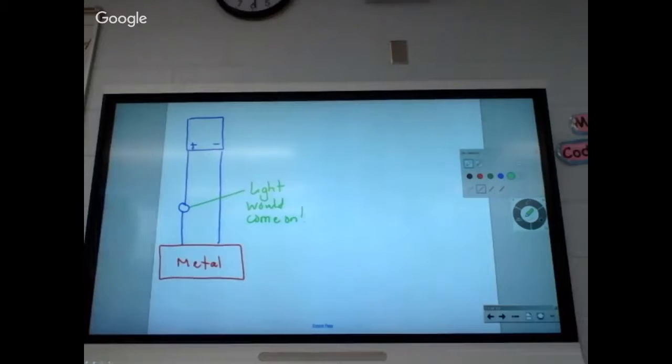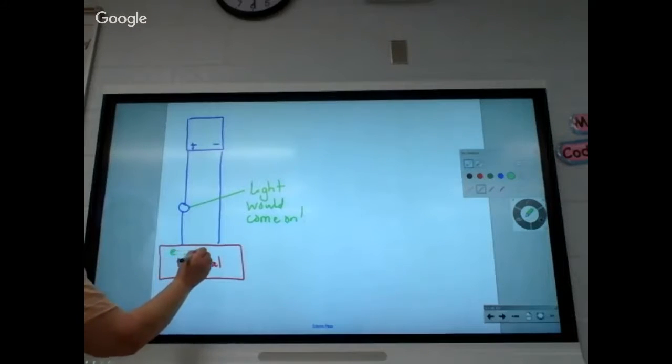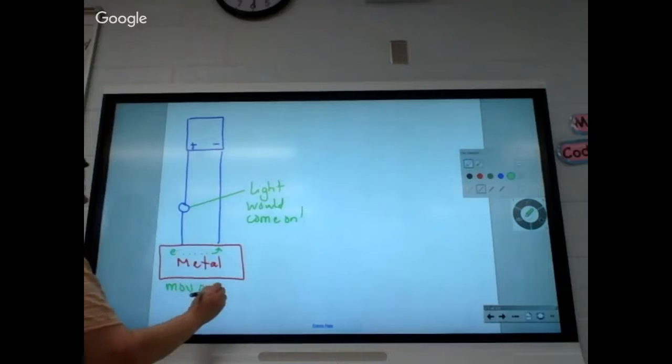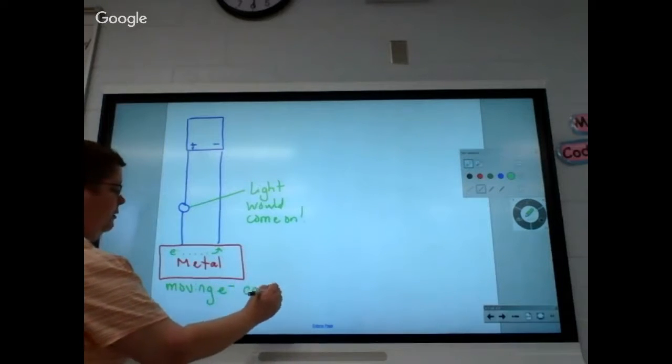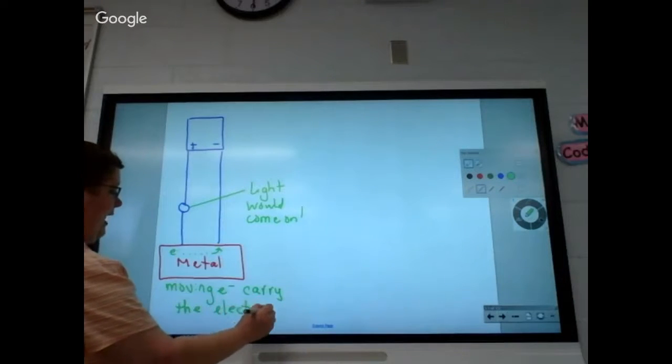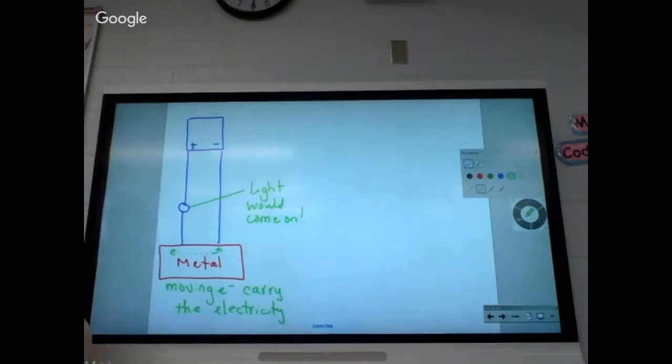Now, what carries the current from this blue wire to this blue wire? The electron. The metal is usually the answer most people give me, but that's not the right answer. What carries it from one wire to the other? The electrons. These little electrons that are freely moving travel from there to there. Those moving electrons carry the electricity. Without those moving electrons, that light would have no chance of coming on.